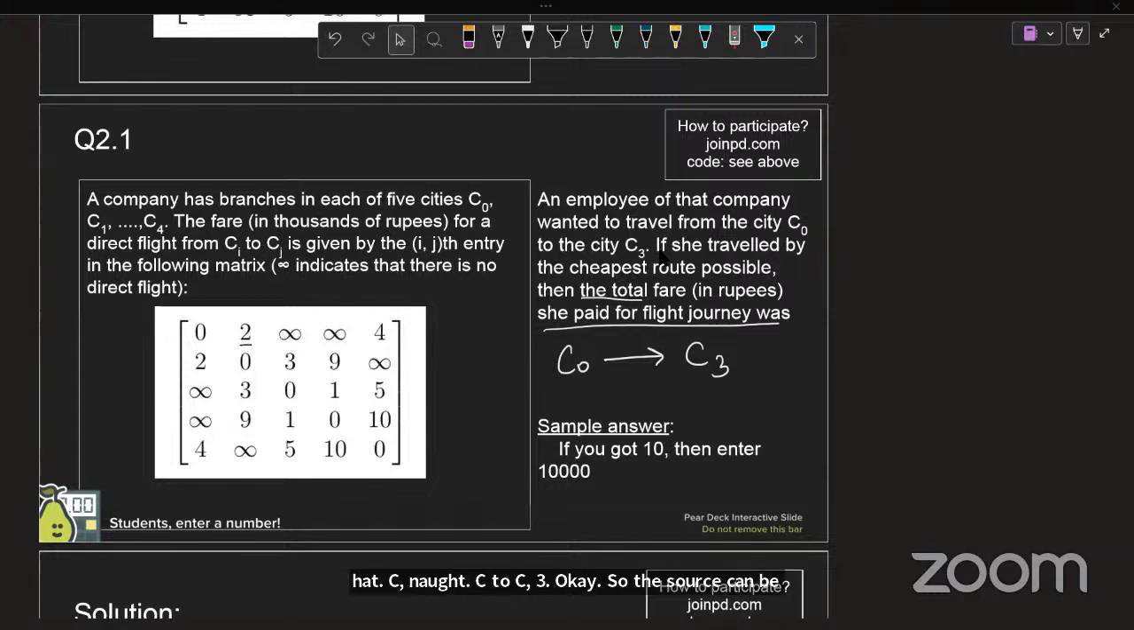So first, from the adjacency matrix, you can draw the graph, and then use the Dijkstra algorithm. You just have to calculate the weight. Whatever weight you get, if you get 10, you just have to write 10K.